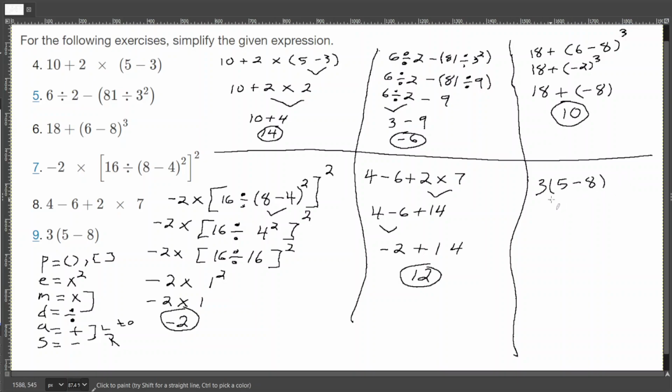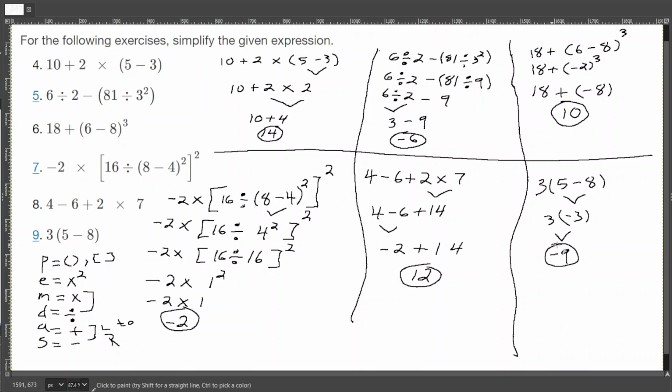Anyway, so now we have 3 times the quantity, 5 minus 8, right? So anytime something's touching a parentheses, right, that's a multiply. But we got to go in the parentheses and do the math first. So 5 minus 8 is going to be what? 6, 7, 8, negative 3, right? So that becomes 3 times negative 3, which is negative 9.